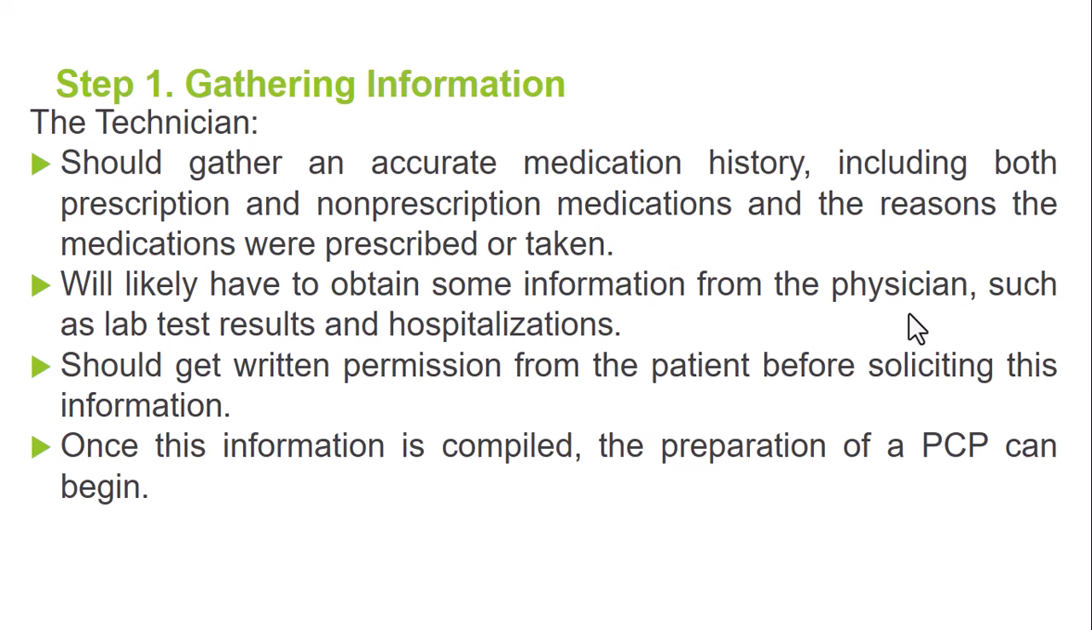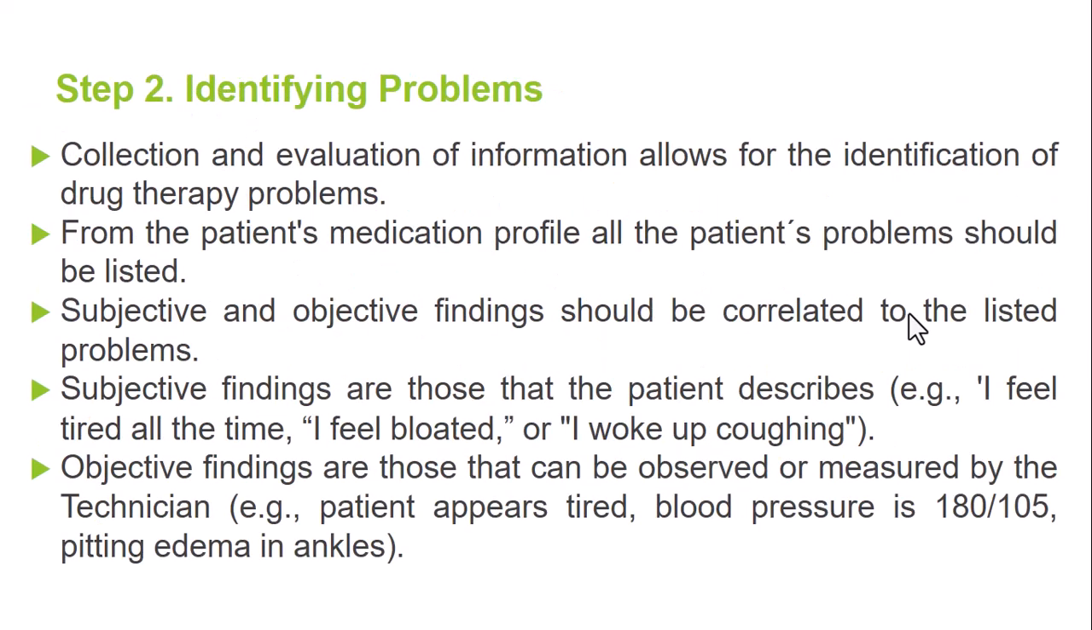We likely also have to obtain some information from the physicians, such as the lab test results and hospitalization of the patient. You should also get written permission from the patient before soliciting this information. Like you need to get consent from the patient. Once this information is compiled, the preparation of the patient care plan can begin.